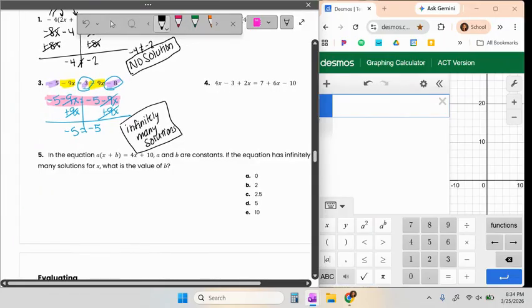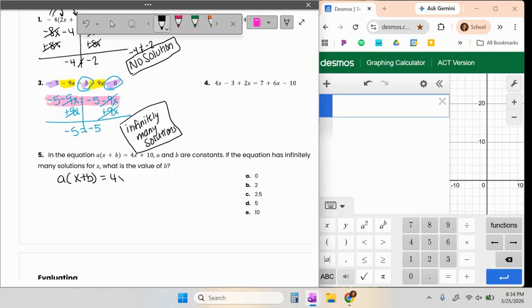So let's write this out. So we've got a times x plus b equals 4x plus 10. Our first step would be that we have to distribute this a out. So we have a times x plus a times b equals 4x plus 10. We know that we want this left side to equal this right side, right? So that means this should equal this, and this should equal this.